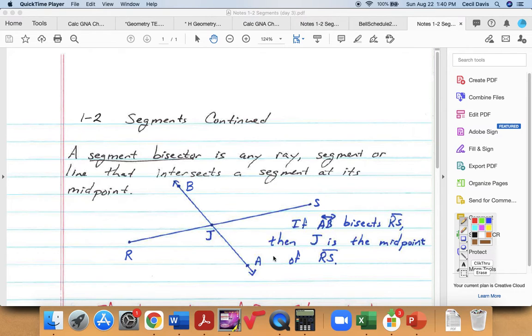To that list, I'm going to add, because your book does this, most books don't, but yours does, any point, ray, segment, or line that intersects a segment at its midpoint. So here we have a diagram, and the segment that we're talking about is segment RS.